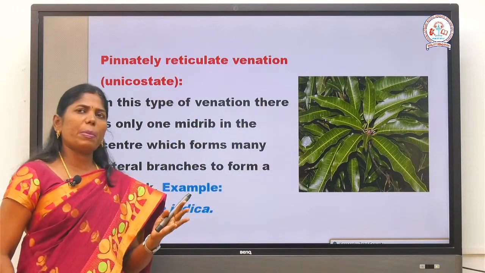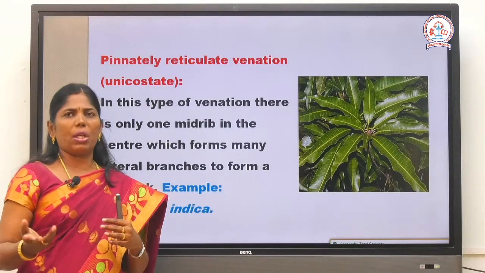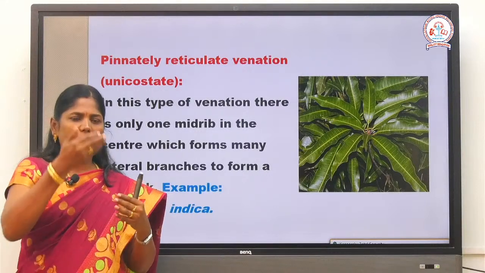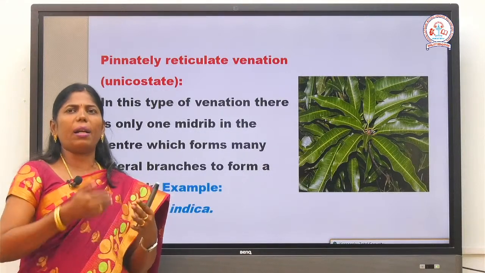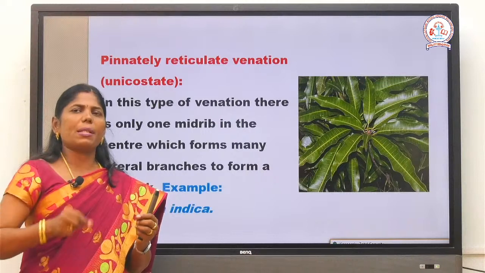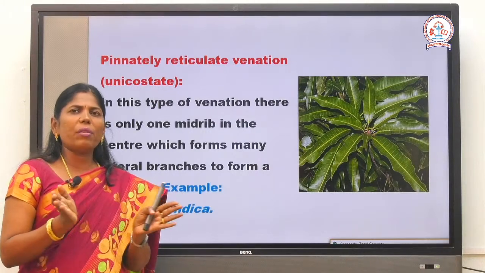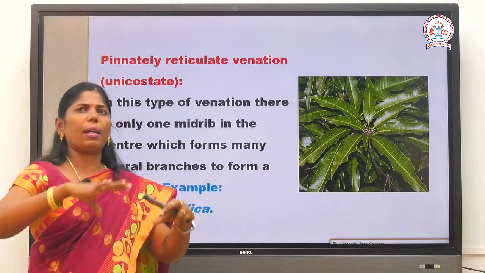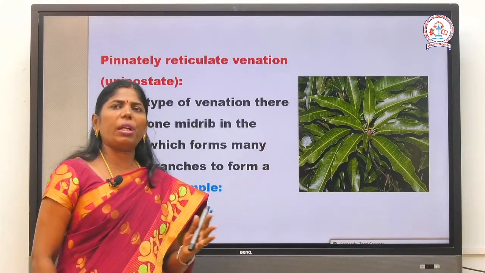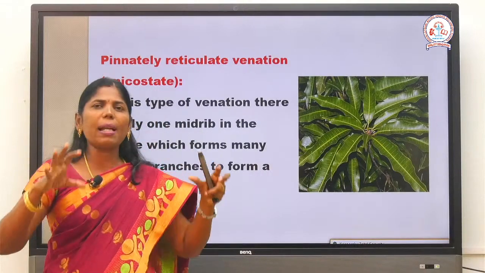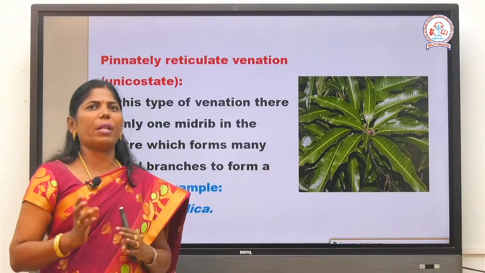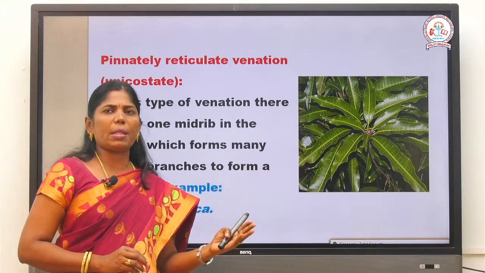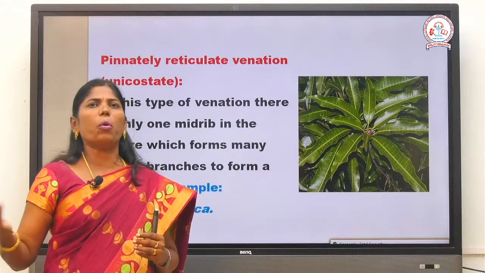So what is the difference between the reticulate and the parallel venations? For parallel venation, an example is Musa paradisiaca. You know the arrangement of the veins in the banana leaf, okay. Here the midrib is there, from the midrib the lateral veins arise, and the veins are parallel to each other, அப்படி ஒரே மாதிரியே parallel போயிட்டே இருக்கும். But what about reticulate venation? Here the veins form a net-like formation, okay. That is the main difference. So reticulate venation is the characteristic of dicotyledonous plants. And this is the characteristic of monocotyledonous plants.